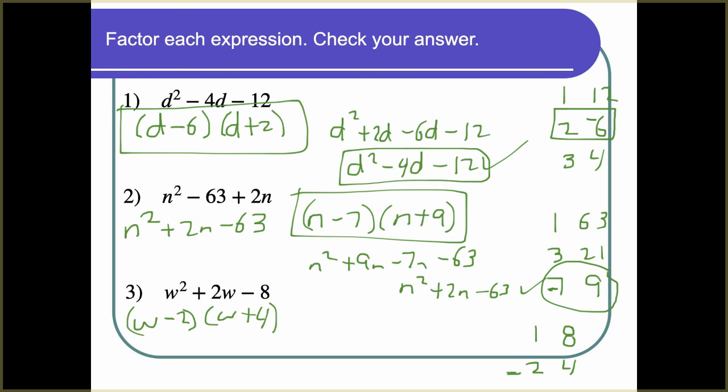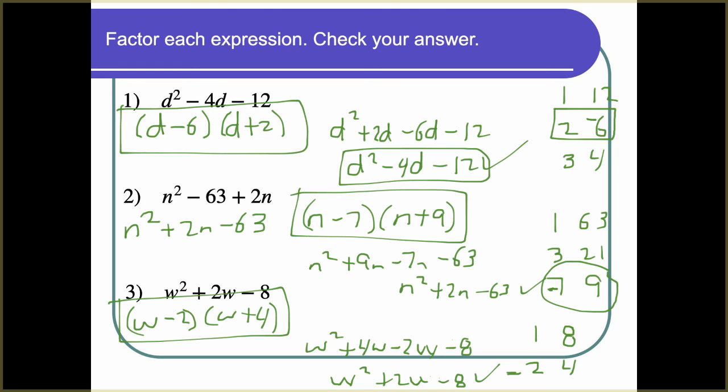And then we will multiply them together to see if we have the right factors. w times w is w squared. w times 4 is 4w. Negative 2 times w is negative 2w. And negative 2 times 4 is negative 8. And when you combine, you get w squared plus 2w minus 8. And that's what we started with, so our check is good. And this is my factored form.